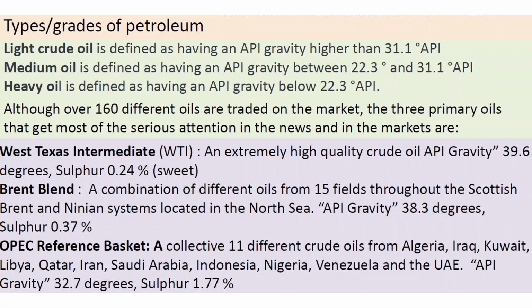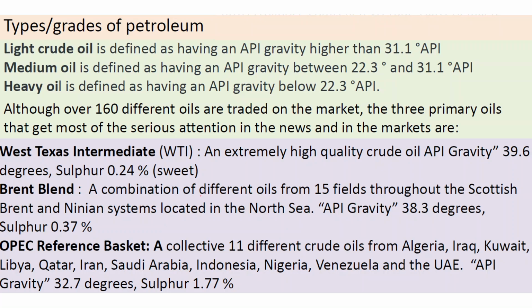Although over 160 different oils are traded on the market, there are basically three primary distributions, but there are still various other kinds of crude oils also found in the market. Some other important crude oils are the West Texas Intermediate, an extremely high quality crude oil which has a very large API gravity, that is 39.66, and the sulfur content is also very low, that is 0.24%.